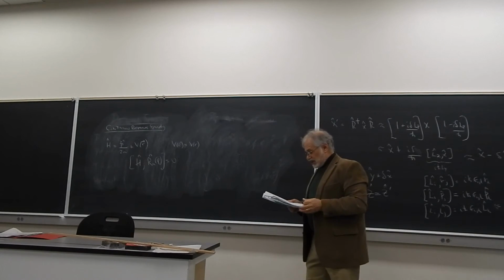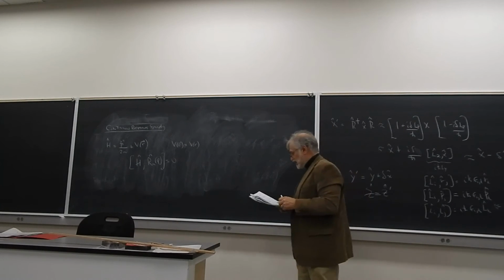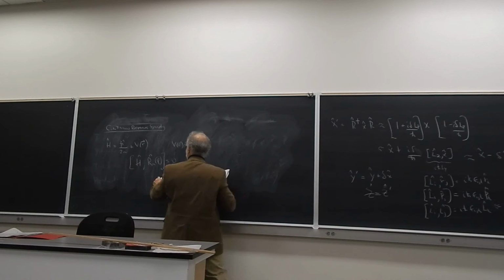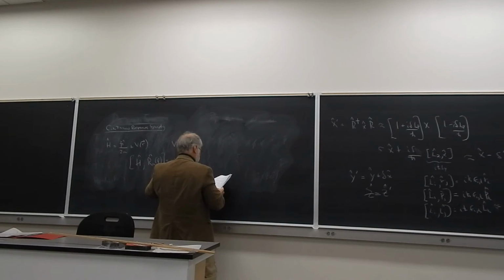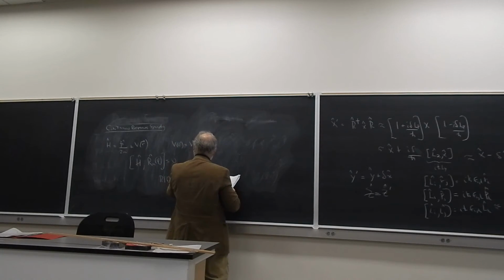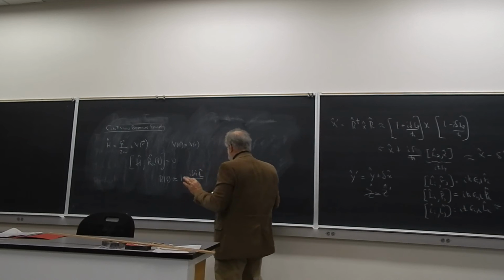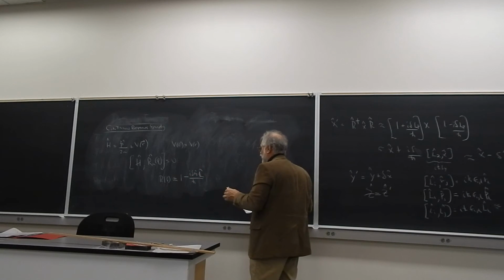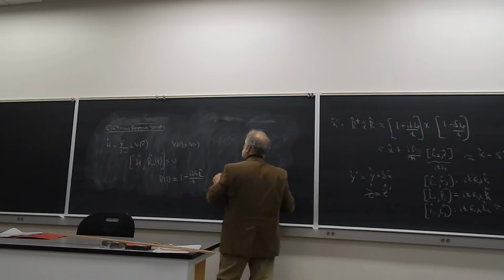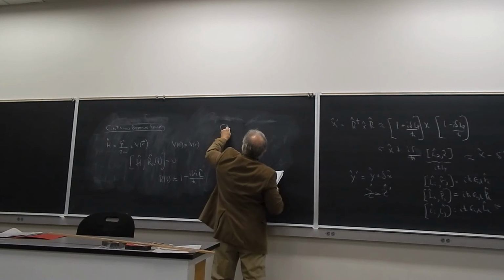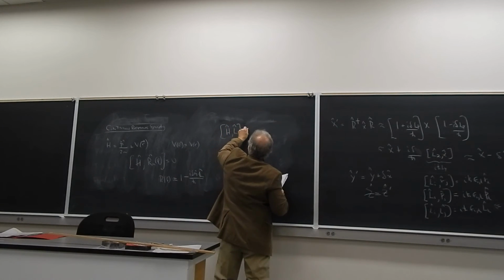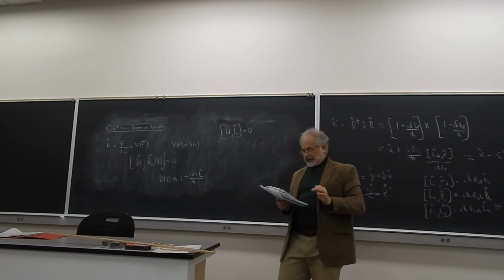This must also work for any infinitesimal rotation. So if I write R of delta, a very small rotation, as approximately 1 minus i delta n dot L divided by h bar, we expect that H is going to commute with the three components of angular momentum. So again, we expect the H and L commutator to be 0.